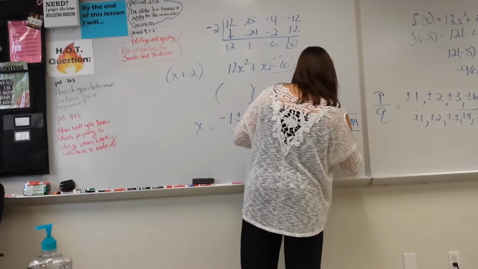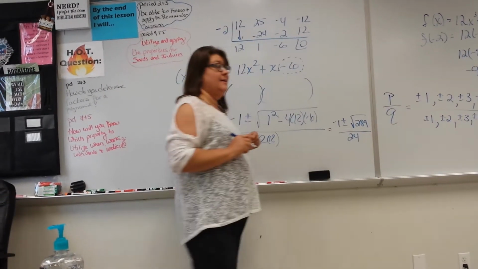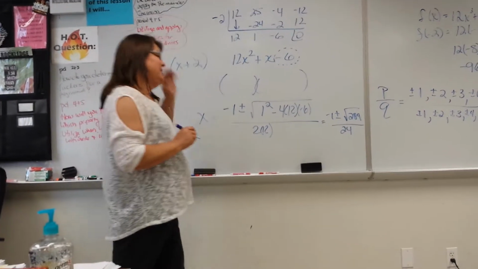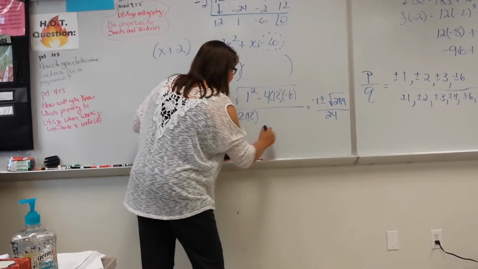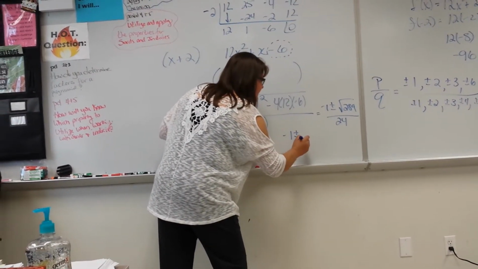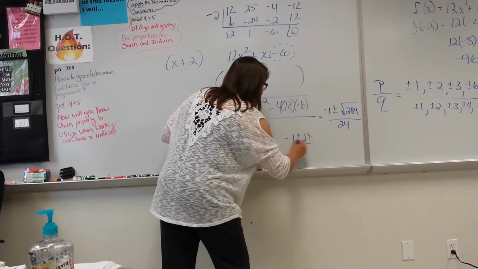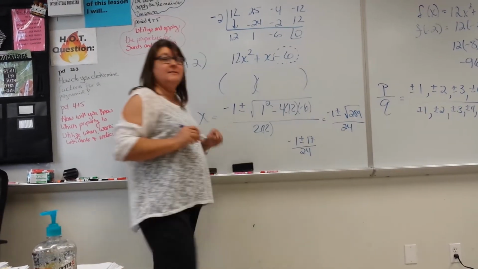That's a very good question. It's 17. Negative 1 plus or minus 17, over 24.